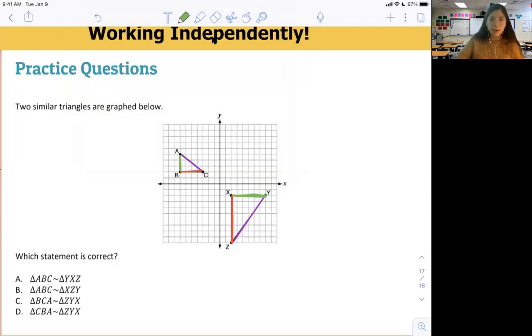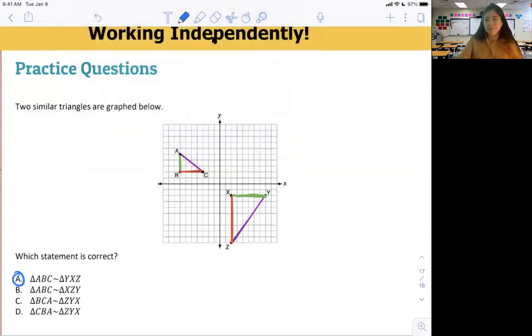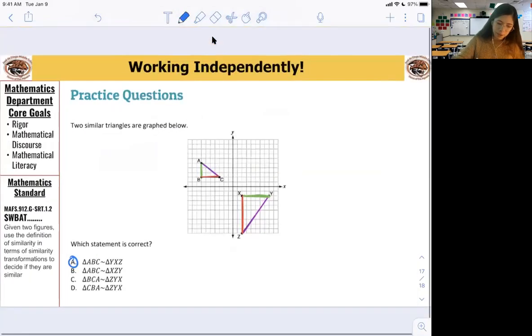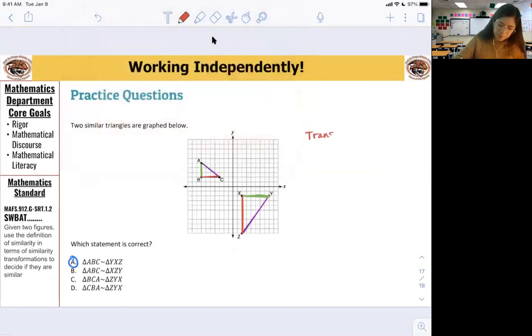So if this is true, then if I'm saying A, B, C, I got to say Y, X, Z. So answer choice A is correct. What type of transformation is this? What are 2 transformations that had to occur? Keep sending them in the chat. Send your answers, and then I'll let you know. We'll talk about it. We'll see who's right.